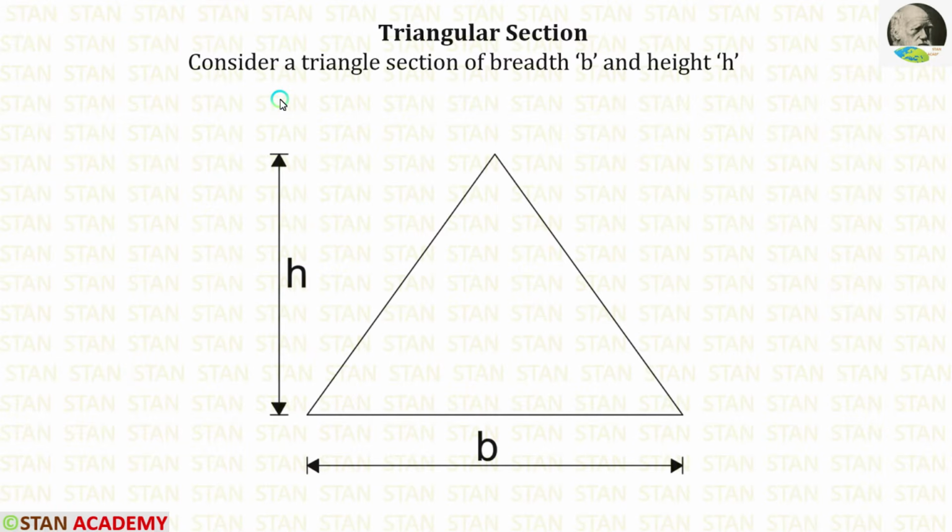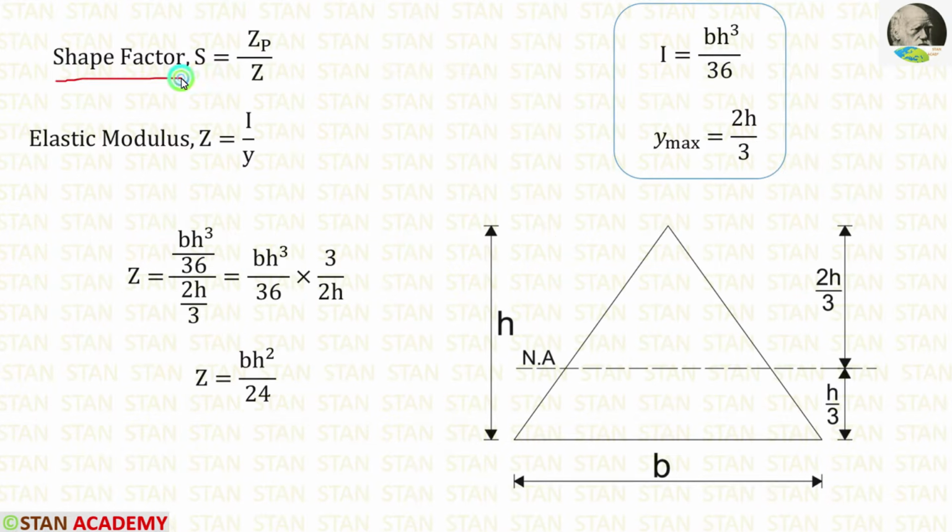Hello everyone. Today we are going to find the shape factor for a triangular section. Let us consider a triangle having the height h and breadth b. We know the formula for the shape factor: S is equal to Zp by Z. In this formula, Zp is the plastic modulus, Z is the elastic modulus.